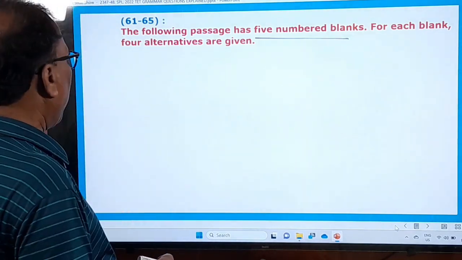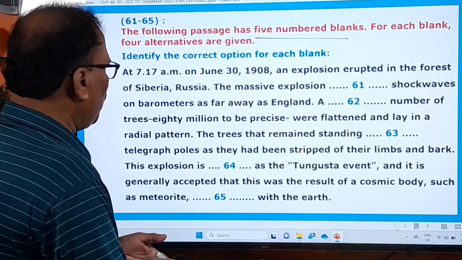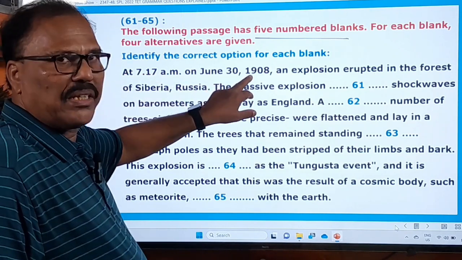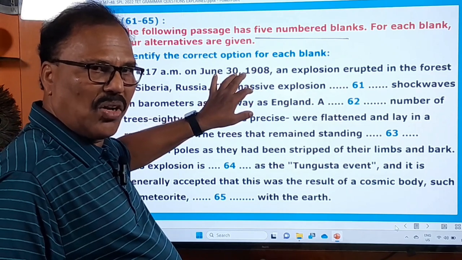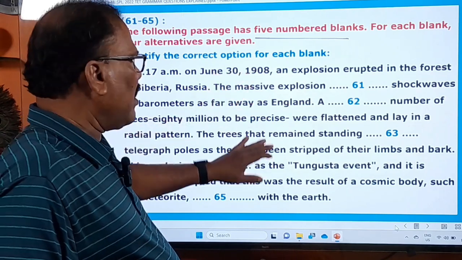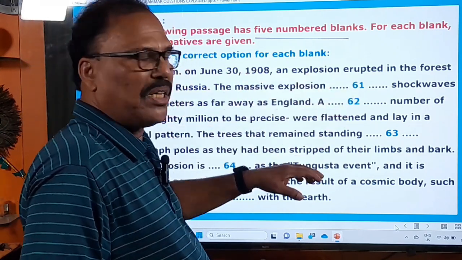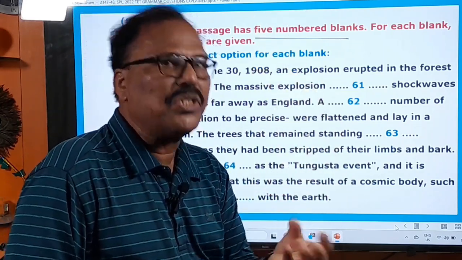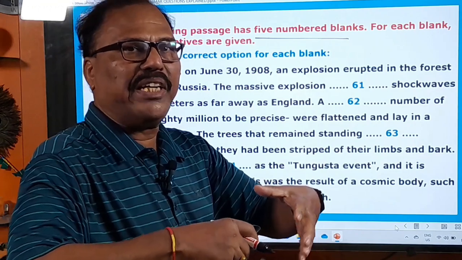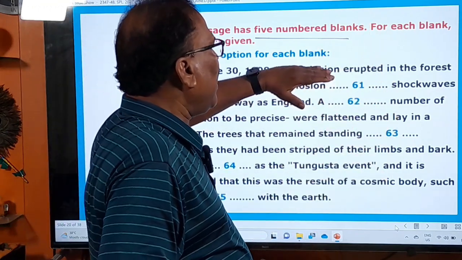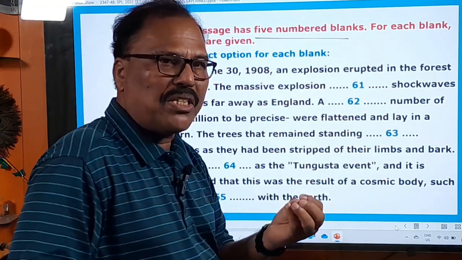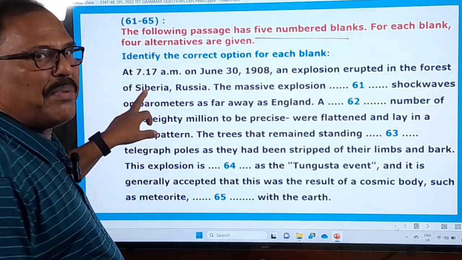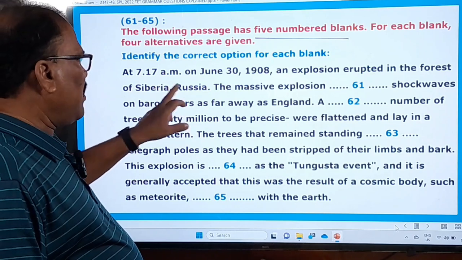Now, the passage is like this. At 7:17 a.m. on June 30th, 1908. This incident happened in 1908, a century ago. And what happened? An explosion erupted. Explosion means the act of exploding, the act of bursting out fiercely. Erupted means again burst out. An explosion erupted where? In the forest of Siberia, Russia.